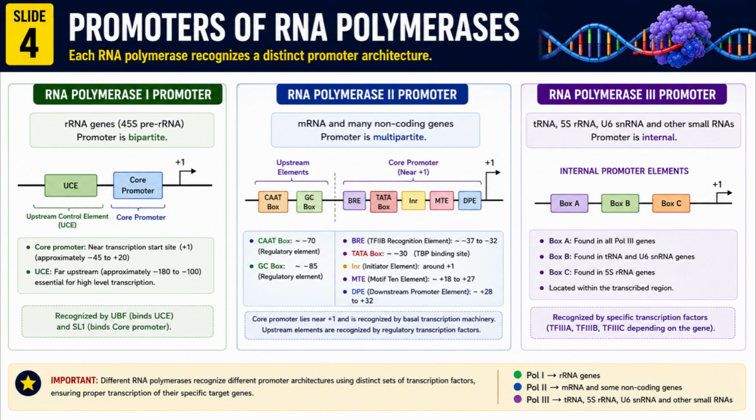Promoters of RNA polymerases. Each RNA polymerase recognizes a distinct promoter architecture. RNA polymerase I promoters contain a core promoter and an upstream control element, or UCE. RNA polymerase II promoters may contain TATA box, BRE, INR, DPE, MTE, CAAT box, and GC box. RNA polymerase III promoters are unique because many of their promoter elements lie within the transcribed region itself and include Box A, Box B, and Box C. Thus, promoter organization varies according to the RNA polymerase involved.